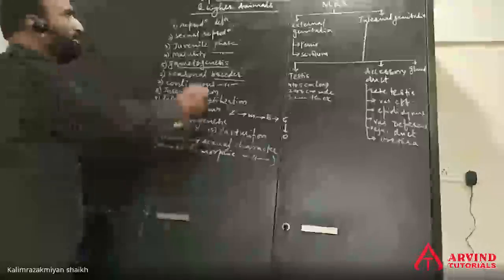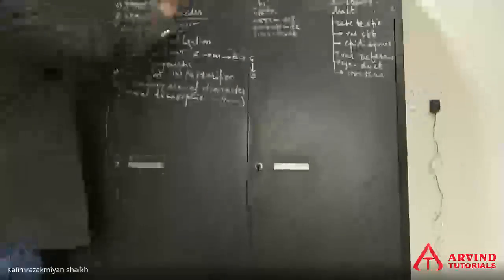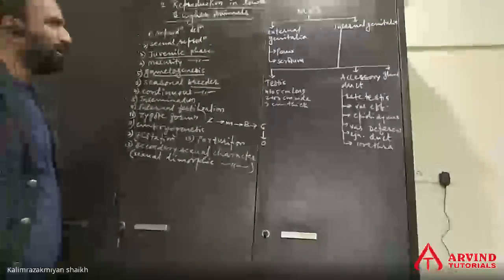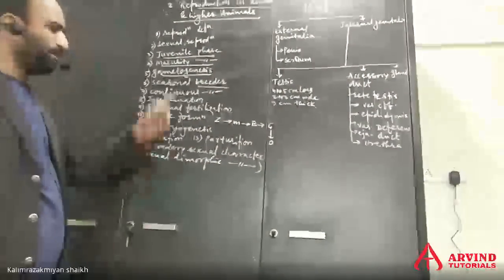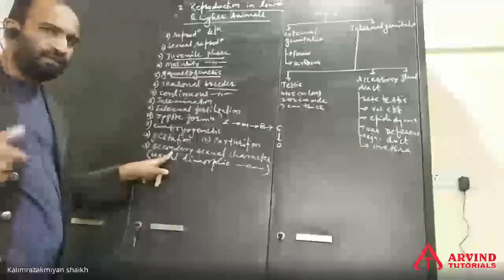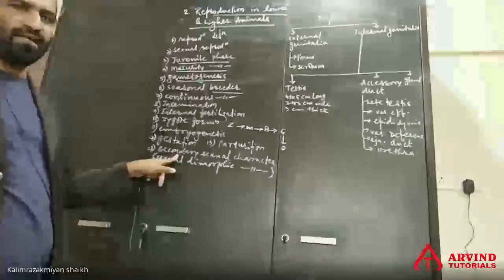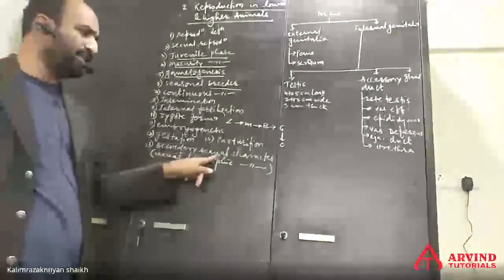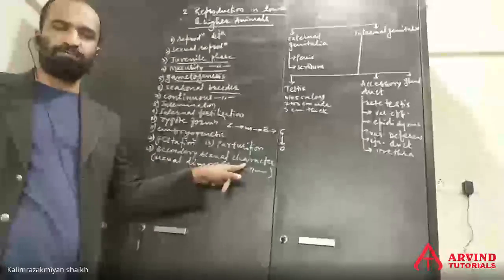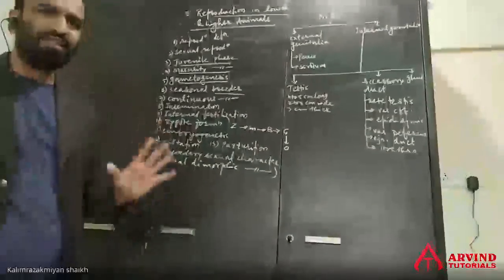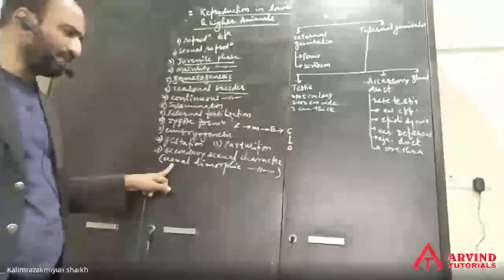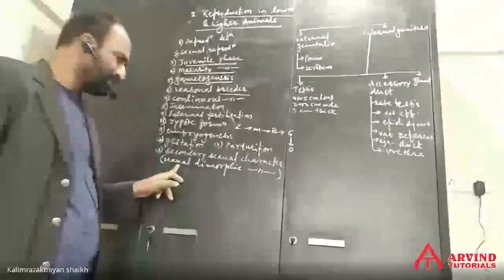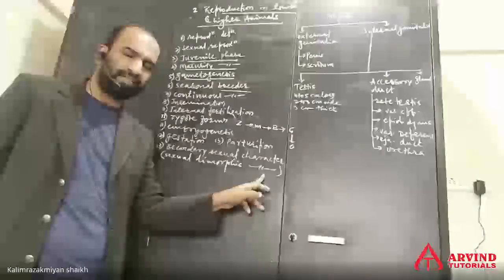After childbirth, there is the juvenile phase. After juvenile, there is the maturation phase. After maturation, in both organisms, male and female, secondary sexual characters are developed. Which characters? Secondary sexual characters. Secondary sexual characters are also called sexual dimorphic characters.